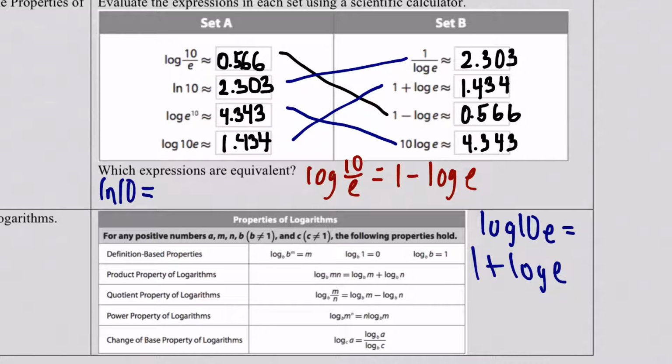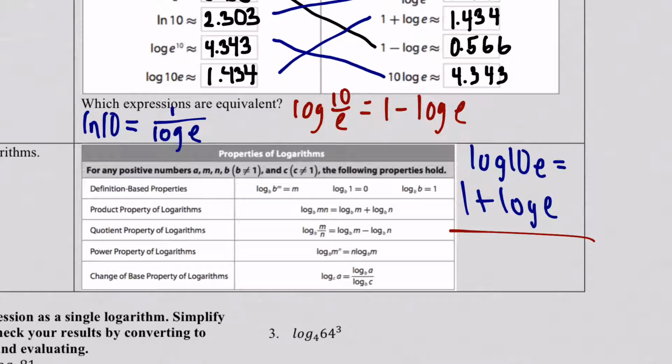ln of 10 is equal to 1 over log of e. And the last one, let me see where I can fit it. I'm going to write it down right here. The last one is that bottom one, log of 10e is equal to 1 plus log of e.